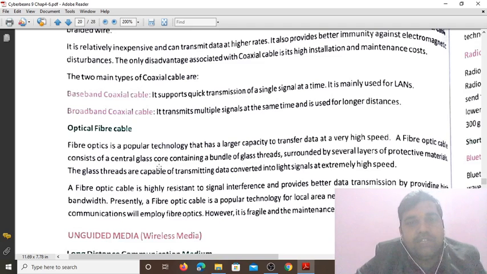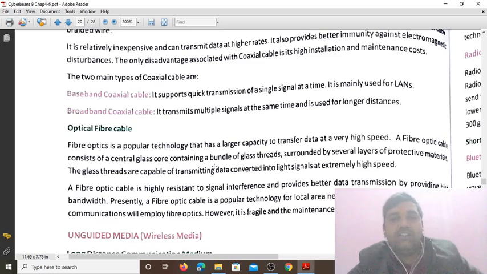So in the optical fiber cable, the signals travel at the speed of light, because only light signals are traveling. This consists of a central glass core which contains a bundle of glass threads, surrounded by several layers of protective materials. The glass threads are capable of transmitting data converted into light signals at extremely high speed. With the help of internal reflection, the light signals travel from one end to the other end of the optical fiber cable.